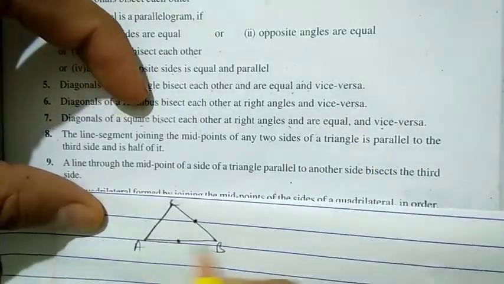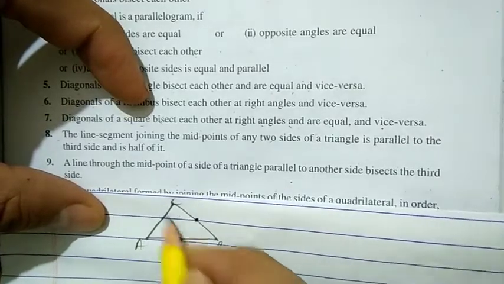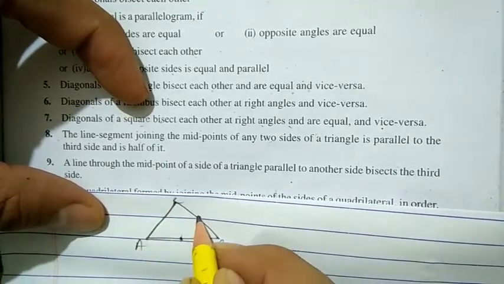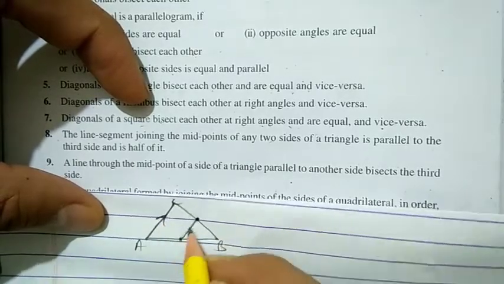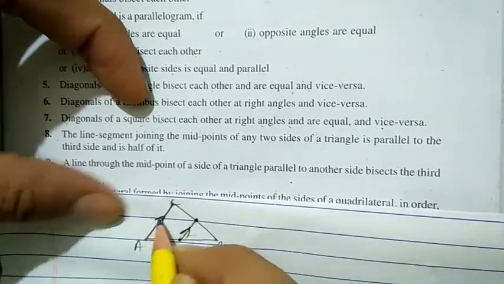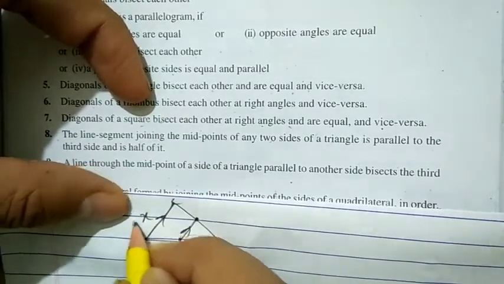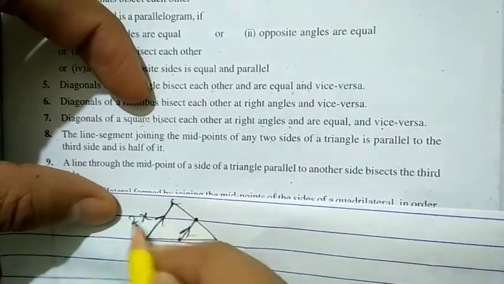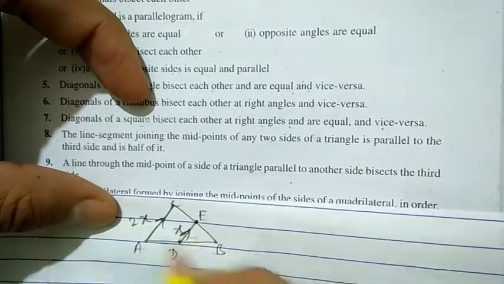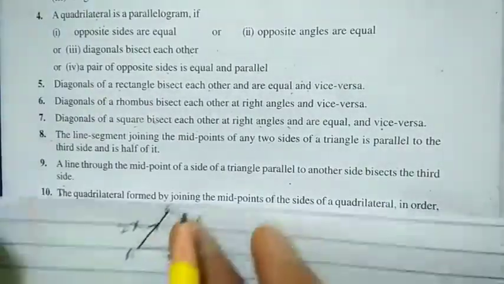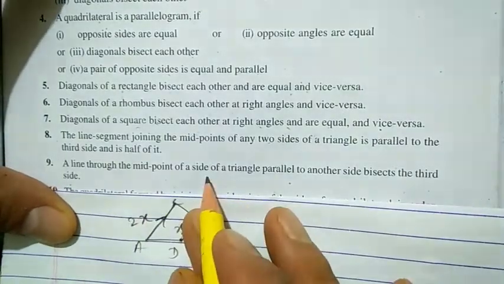So this third side, because these two sides' midpoints are these, the third side is this. If we join the midpoints, this will be parallel to this side. Let's say this AC is 2x length, so this DE will be x, means this is half of this and parallel. So this is the midpoint theorem.